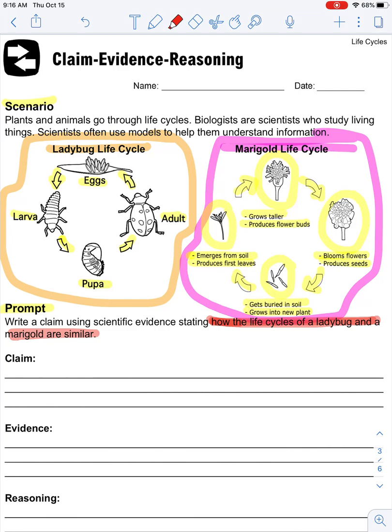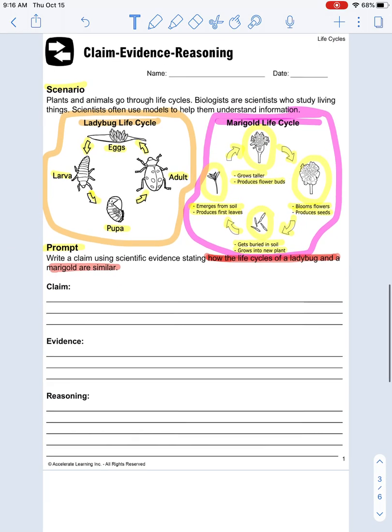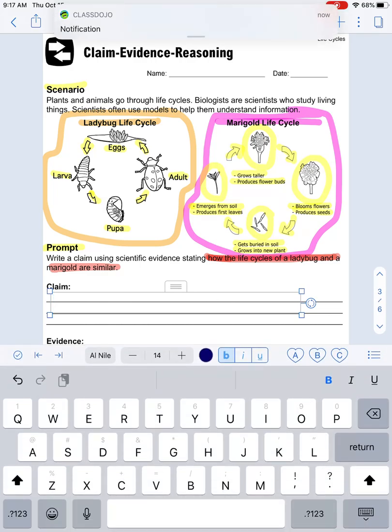So remember, I'm going to go down to my claim section, and you can too on your paper. And my claim needs to just be the answer to the question. It's just 1 sentence. It's not very long. It's just a sentence. So let me try this again. My sentence could be something like this. 1 sentence to answer how a ladybug and a marigold life cycle are the same. Well, I know they both go through 4 stages, and the 4 stages are kind of similar. They change along the way.